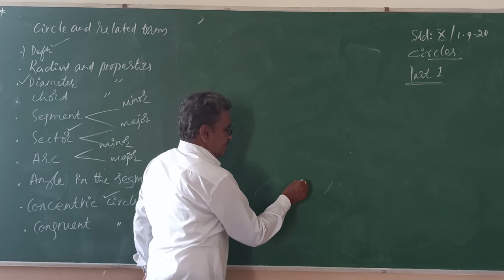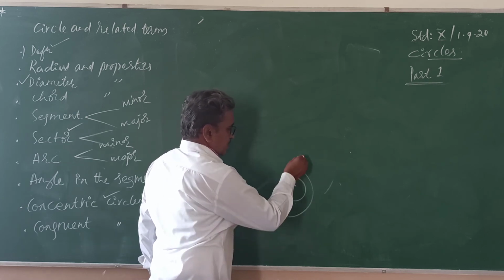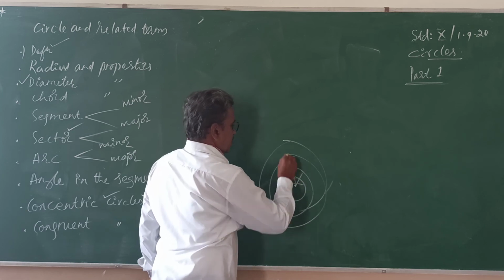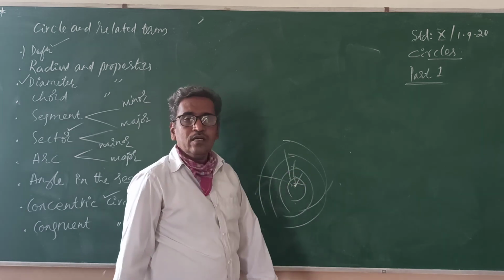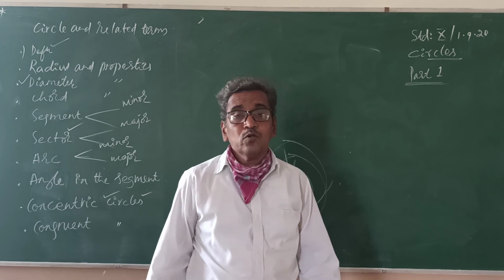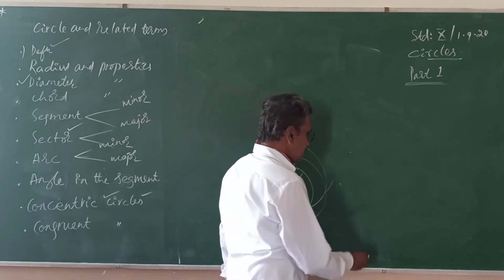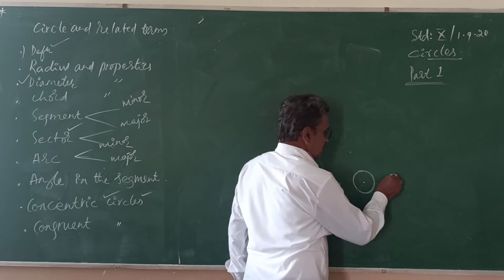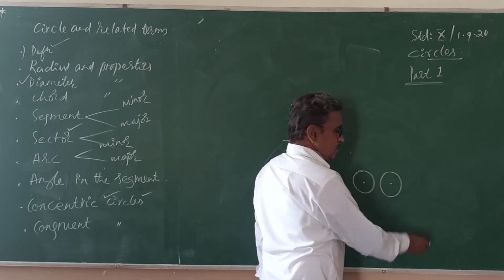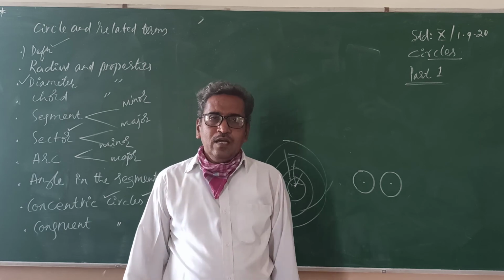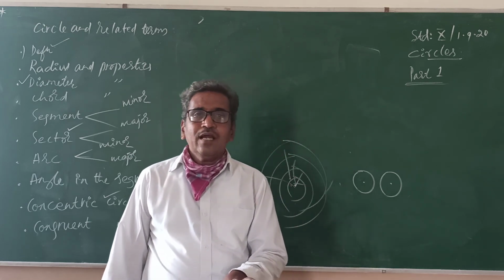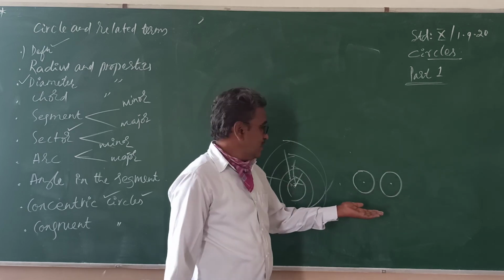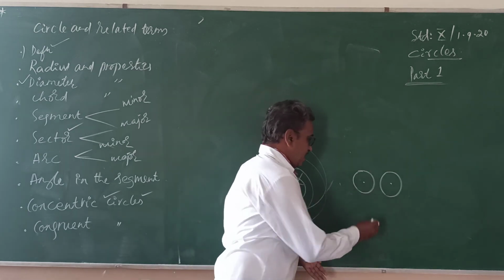Same center with different radii are called concentric circles. What about congruent circles? Congruent circles are circles with the same radii but different centers. Different centers having the same radii.